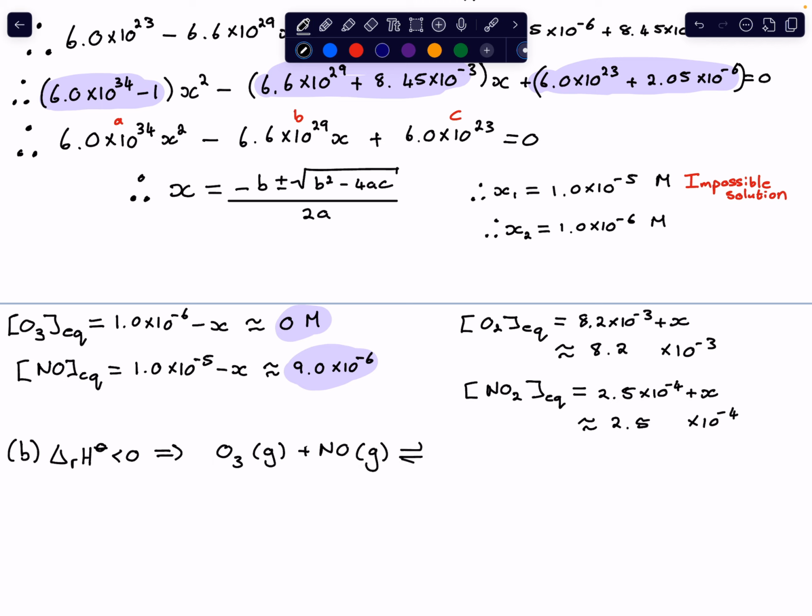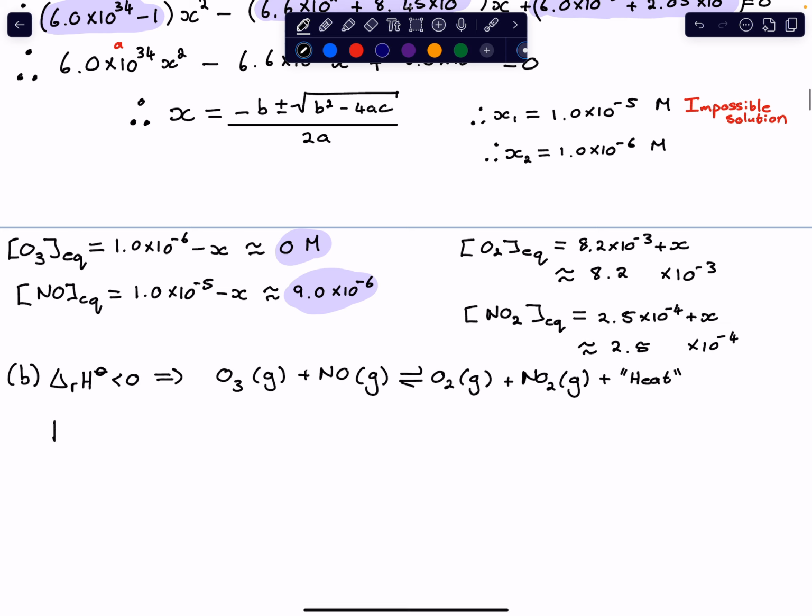So for this reaction, we can write it in equilibrium with O2 gas plus NO2 gas plus heat, right? Because it's exothermic, it means heat is being given off. The question says, if the temperature is increased, will the concentration of the products increase or decrease? So what are we doing? We are increasing the temperature. That means we are adding heat. If we are adding heat, which side of the equilibrium are we increasing? Well, we are increasing the product side.